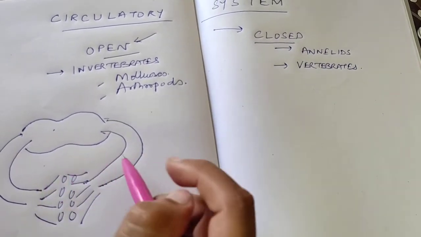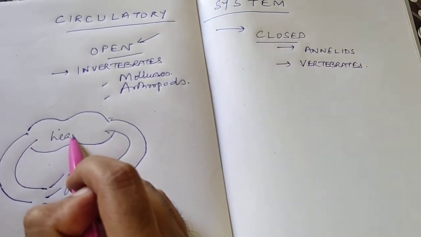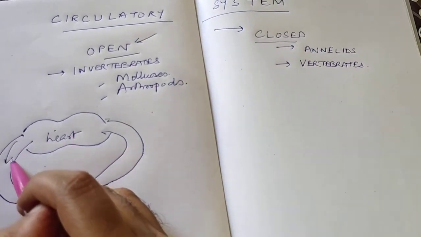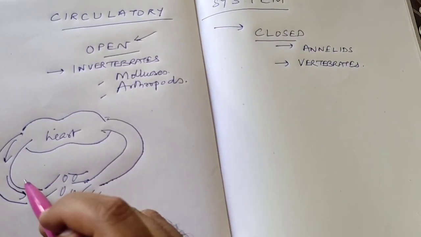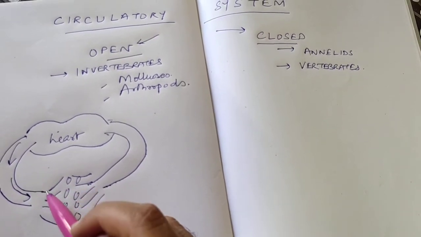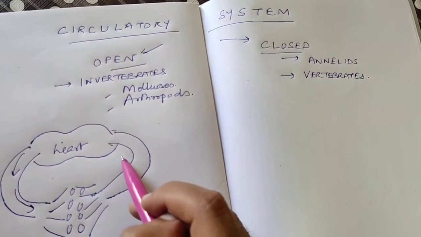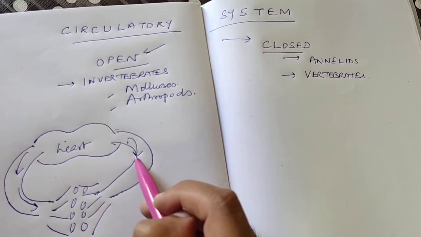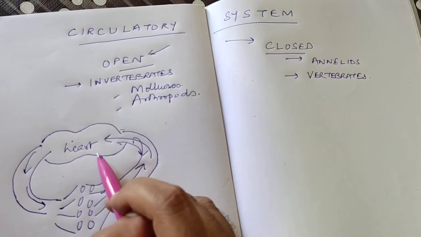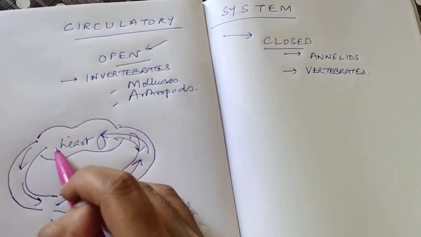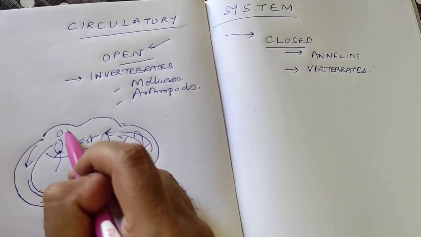So in a simplistic figure, this is the heart, from where the hemolymph is flowing, and via diffusion through the body cavities, the hemocoel, by diffusion, it passes on to the various organs. And then again, it is recirculated back into the heart via ostia, holes in the heart called ostia.